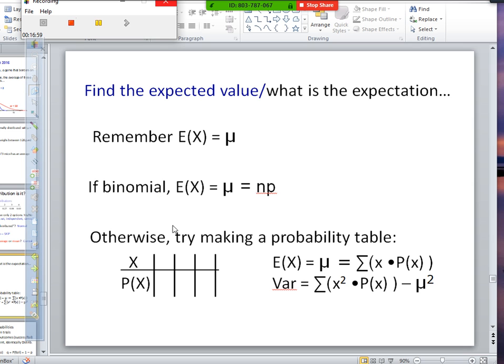If it's not binomial, then try making a probability table. The expected value is basically a weighted mean. It's every x value multiplied by its probability, its weight, and then you add all those up. You would divide by the sum of the weights, but the sum of the probabilities is always 1 or 100%, so you don't even have to divide. It's just every x value multiplied by its probability, and then you add them all up.